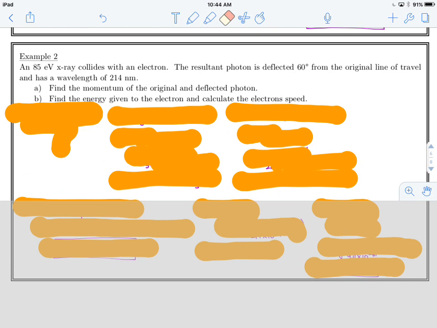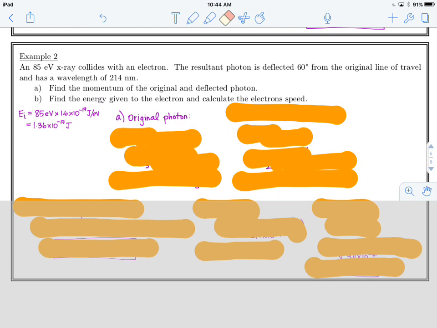So the first thing we need to do, as we saw in the previous example, is turn this 85 electron volts into joules. And here we've done it with our conversion, 1.36 times 10 to the negative 17 joules. And so now let's begin with part A. We need to find the momentum of the original and the deflected photon. So we're going to start with the original photon.